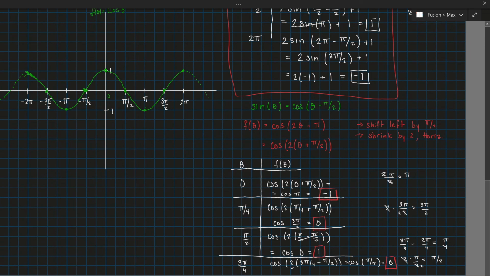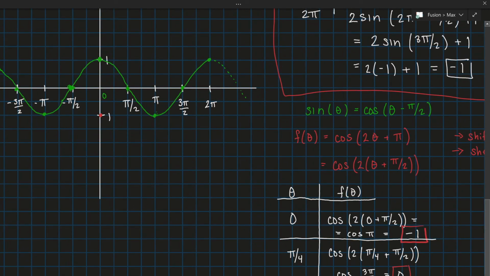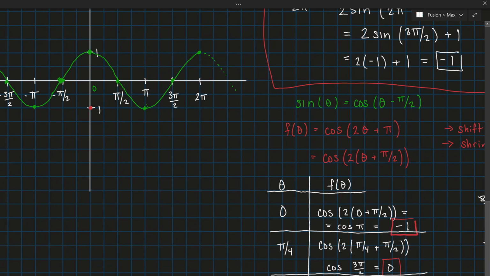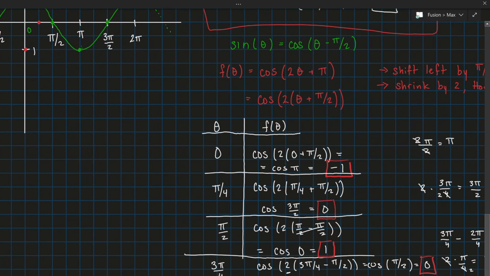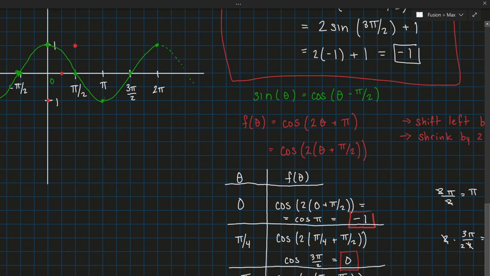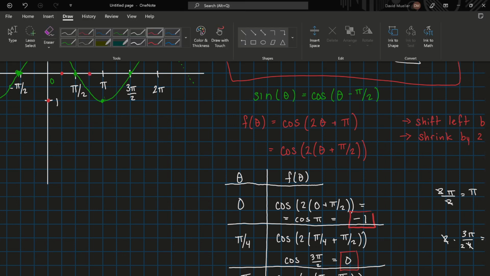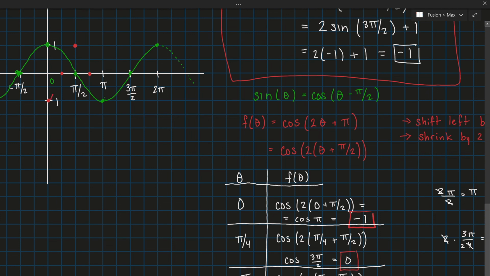Okay. So we got all our points now. So at 0, it's -1. At pi over 4, it's 0. So that's halfway in between 0 and pi over 2. At pi over 2, it's 1. And at 3 pi over 4, it's 0 again. So that is going to look like this. That's all we found right there.